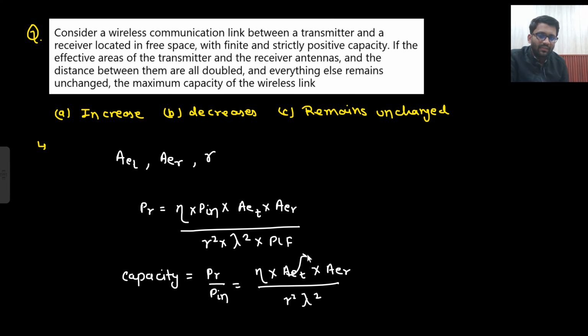So what is happening? This is getting doubled, this is getting doubled, and since it depends on r square, the denominator will get 4 times. 2 into 2 divided by 4, everything will get cancelled. What will be the answer? It remains the same. Effective aperture area is doubled, this is also doubled. 2 into 2, 4 divided by 4, 4 into 4 getting cancelled, remains unchanged.